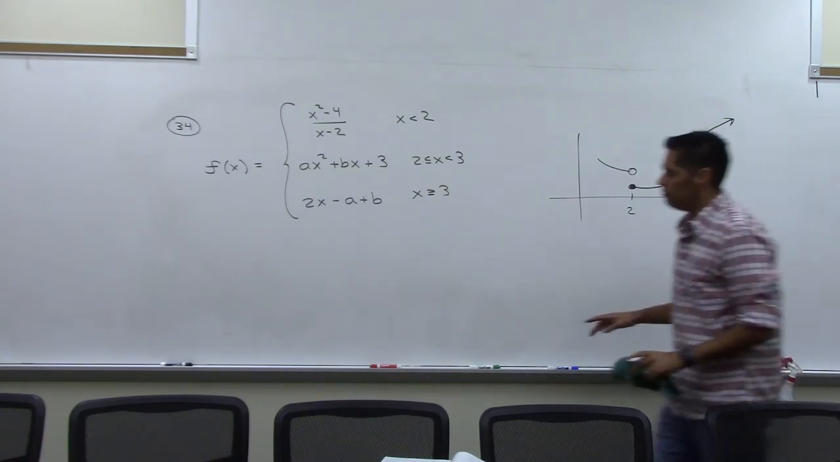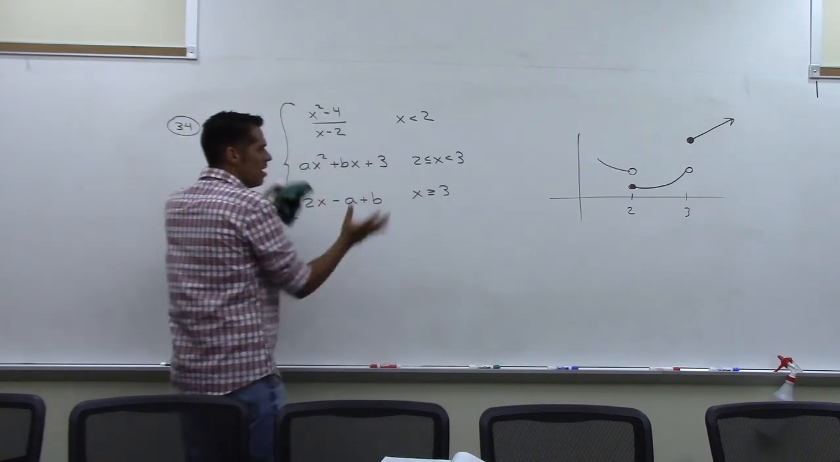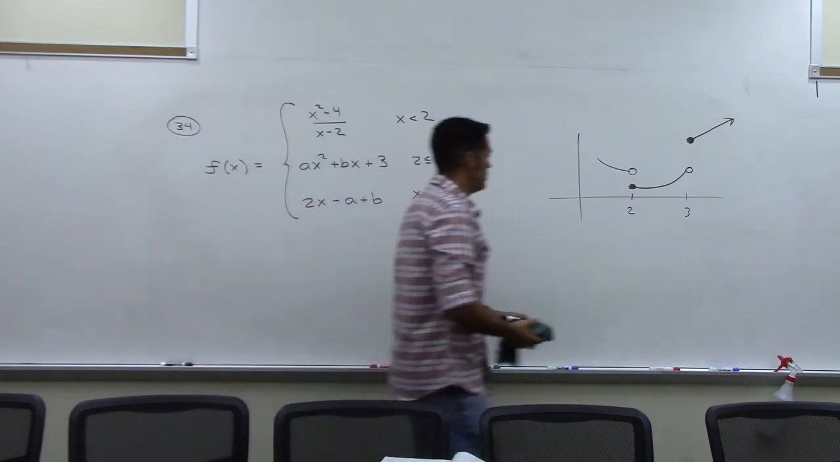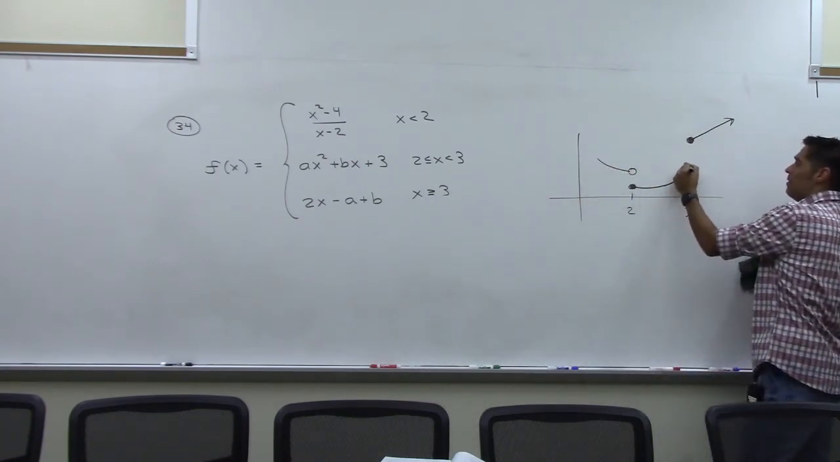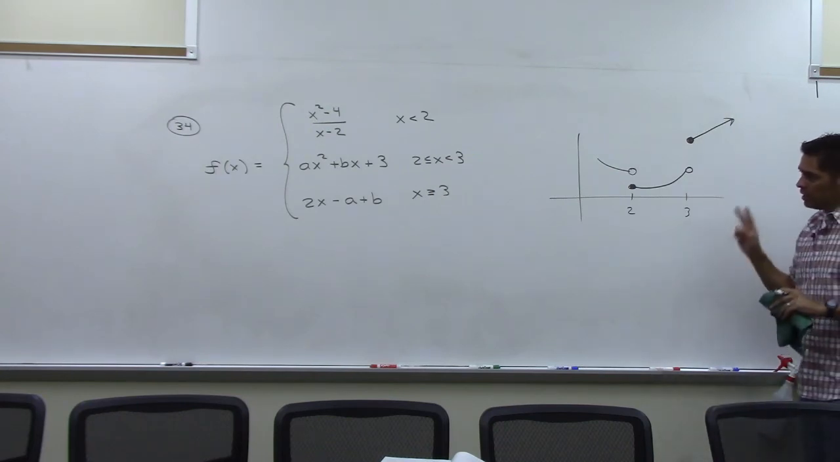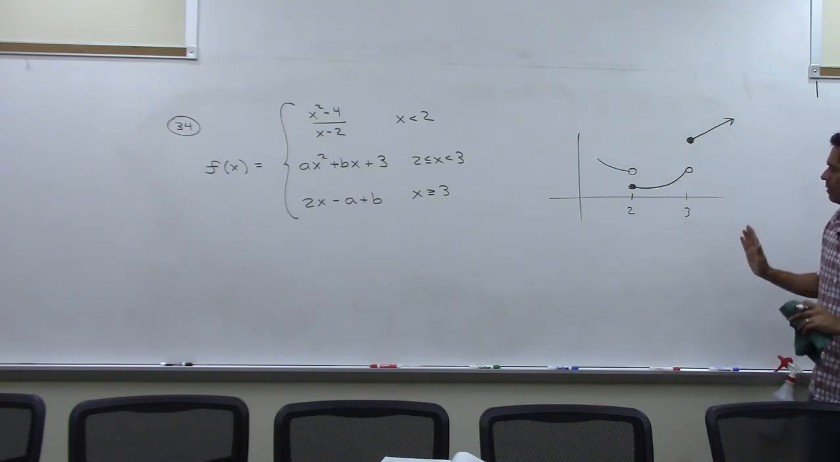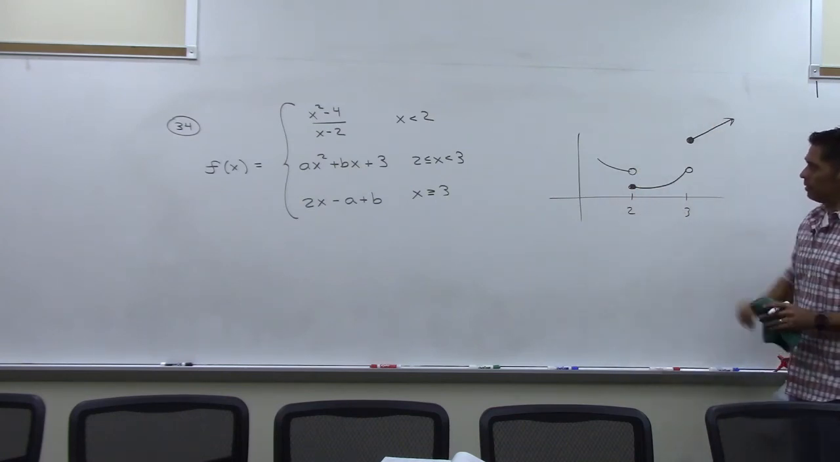What we need to do is figure out what a and b are that will line all of these guys up. So it'll bring this rational function into this parabola, and that will be running into this line. The way to do this is to look at 2 different things that have to happen. You have to have continuity here, and you have to have continuity here.